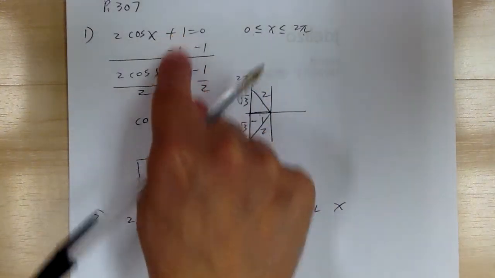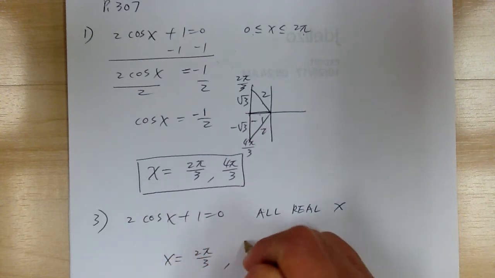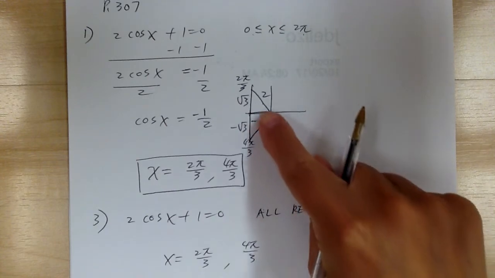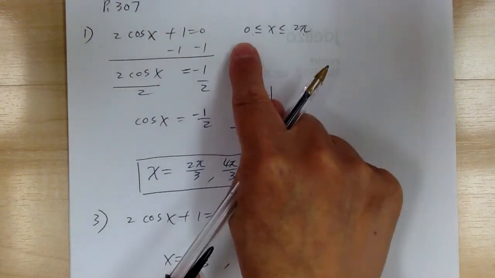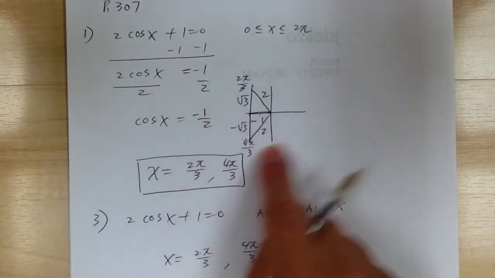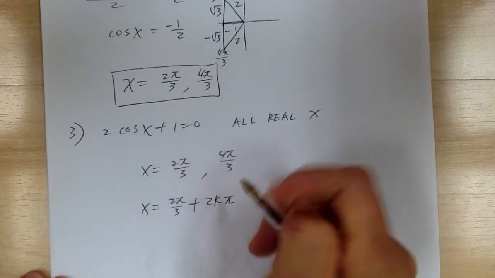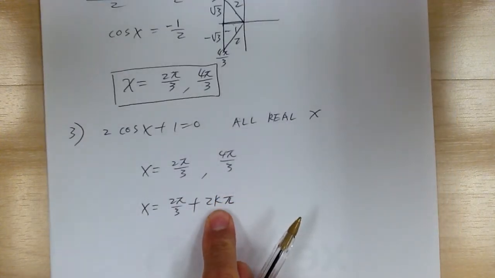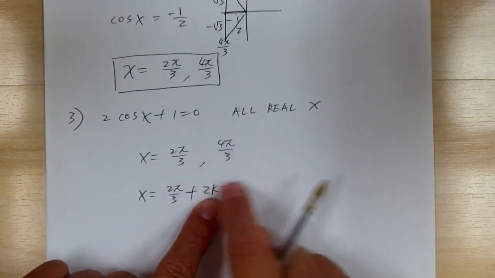From this part, we know that x equals 2 pi over 3 and 4 pi over 3, right? From these two over here. But this is only for the first circle, only from 0 to 2 pi. Now, for all real x means you can go around the circle as many times as you want. Therefore, for this one, you're going to get x equal to 2 pi over 3 plus 2k pi. So k is the number of times you go around the circle. So 2 pi is one circle, and k is how many times you go around the circle.